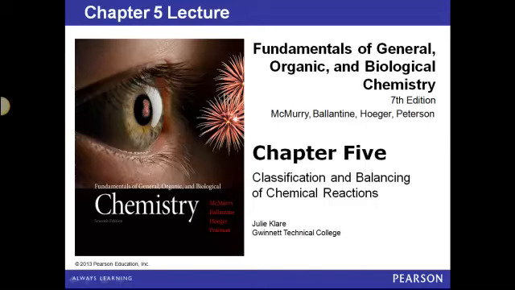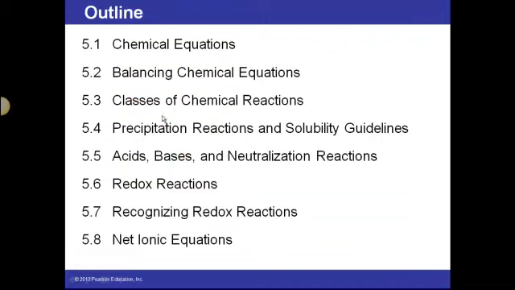Okay, so in chapter 5, since we've learned in chapters 3 and 4 how to make our compounds, we now need to start looking at how chemicals actually react with one another and in making measurements for those reactions. So chapter 5 is going to deal with the classification and balancing of chemical reactions. So we'll learn how to write our chemical equations, and then we'll teach you how to balance those chemical equations.